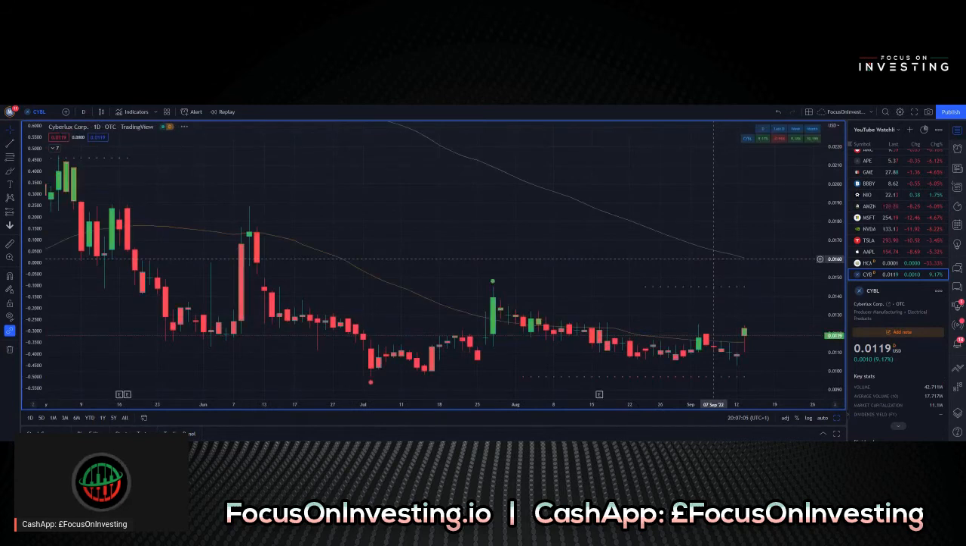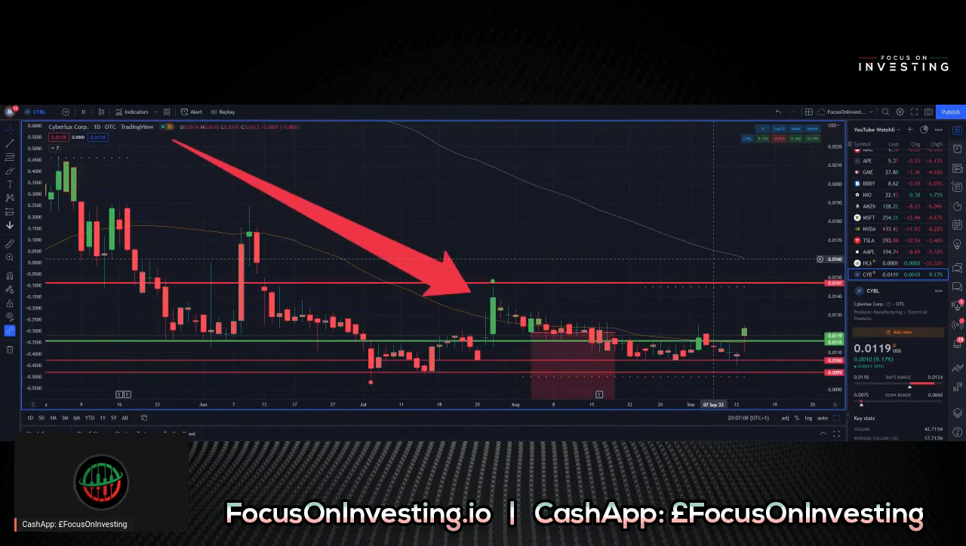Our next chart is Cyberlux Corp, ticker symbol CYBL. Current price is 0.01119. Market is still open, and we're up 9.17%. Current trend filter is green, and price has just popped up for the day. So we've had a good spike in price for the day.